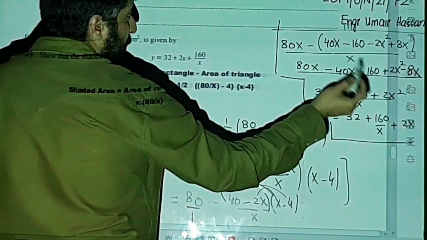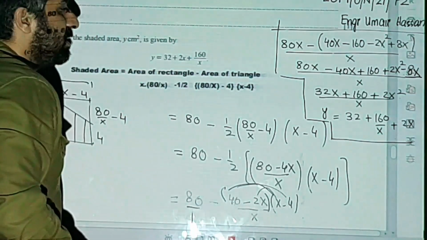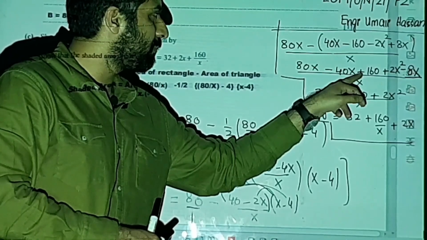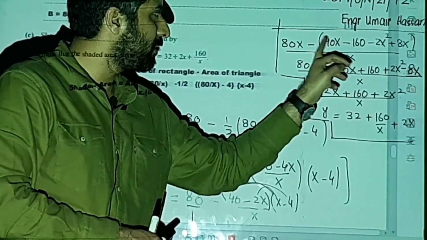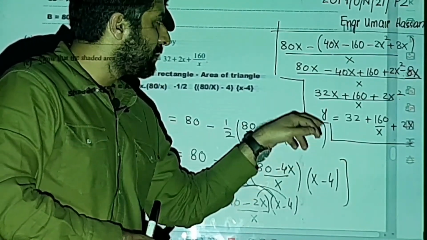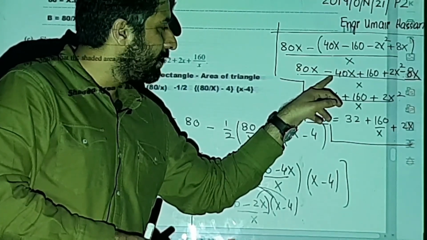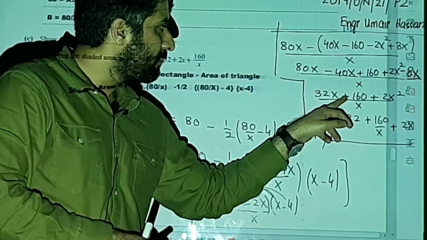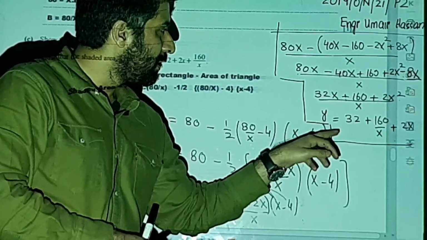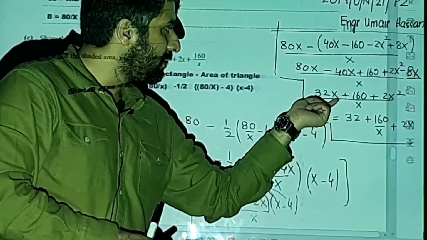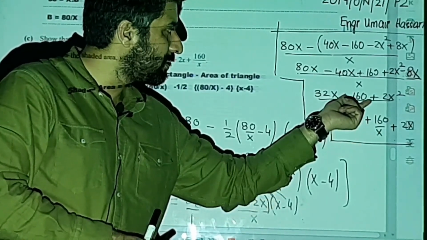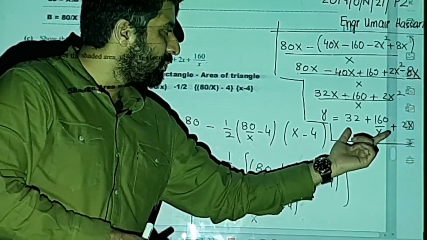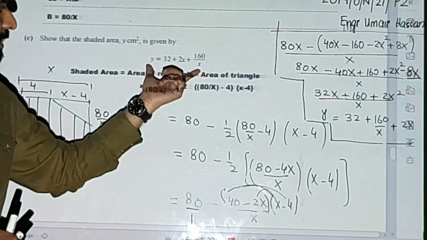Now when you open the bracket, the sign will change. It will become minus 40x plus 160 minus 2x square plus 8x. 80x minus 40x is 40x and 40x minus 8x is 32x, plus 160 plus 2x square over x. Now divide each term by x. 32x over x is 32, 160 over x is 160 over x, 2x square over x is 2x. Now this is the same expression which they have asked us to derive.